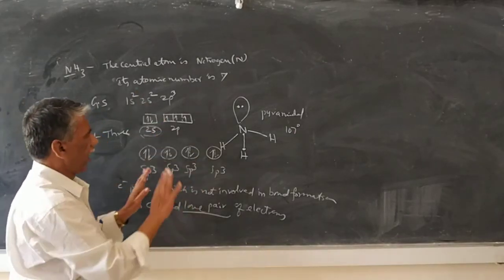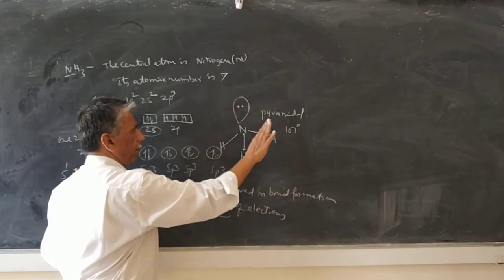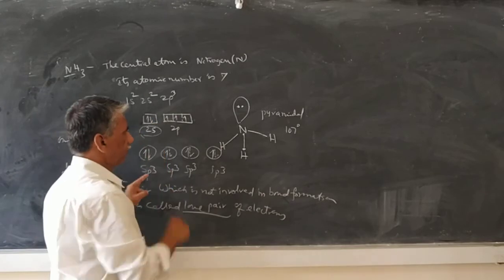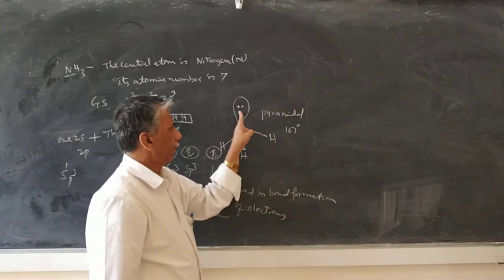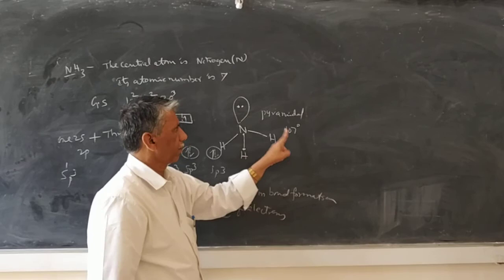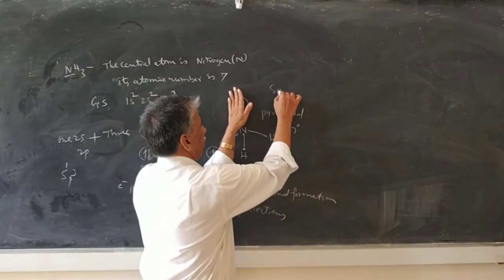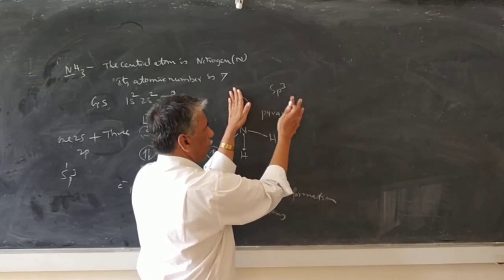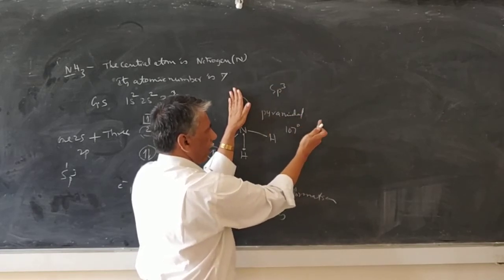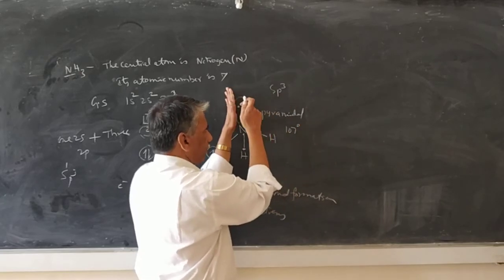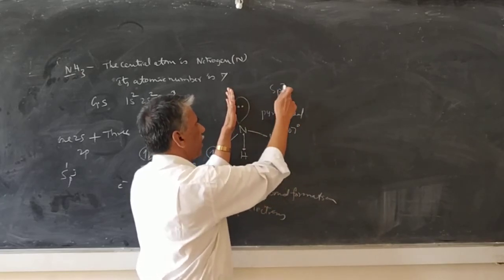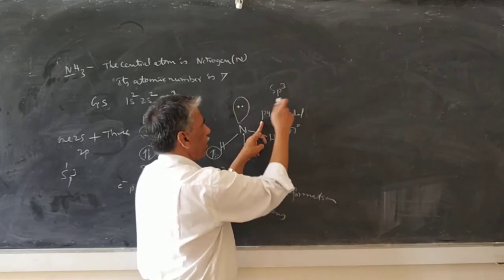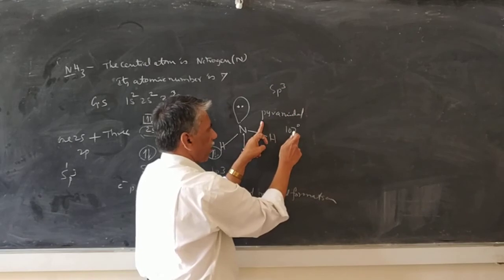If this molecule has no lone pair of electrons, the geometry of this molecule should be tetrahedral and the bond angle should be 109.5. sp3 hybridization is there, so the shape should be tetrahedral and the bond angle 109.5. But in the sp3 hybridization of this molecule, what shape has come? Pyramidal shape has come. And what is the bond angle? The bond angle is 107 degrees.